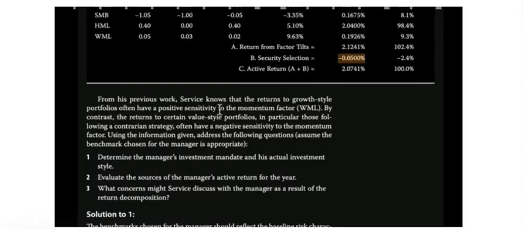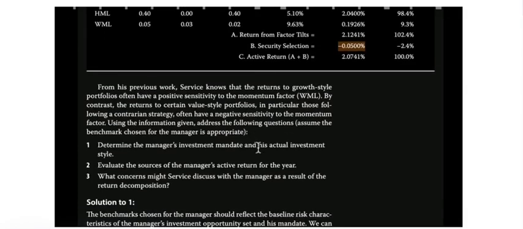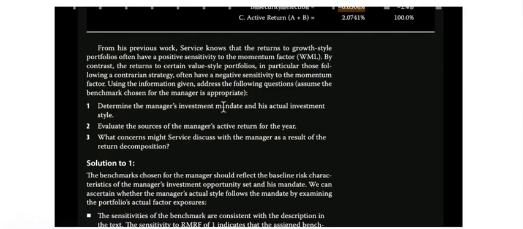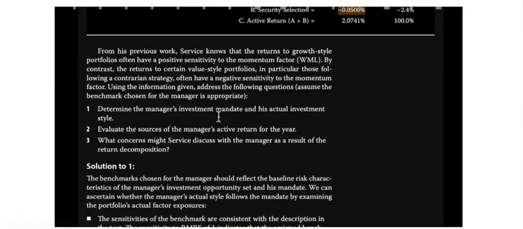From his previous work, Service knows that the return to growth style portfolios often have a positive sensitivity to the momentum factor. Oh, that's really nothing to do with what we're doing now. By contrast, the returns to certain value style portfolios, in particular those following a contrarian strategy, often have negative sensitivity to the momentum factor. Using the information given, address the following questions. Determine the manager's investment mandate and his actual investment style.